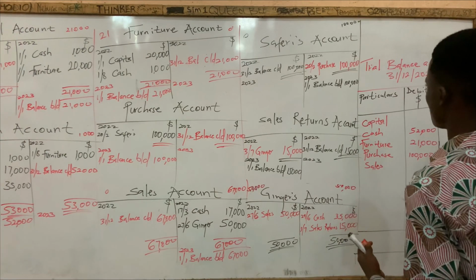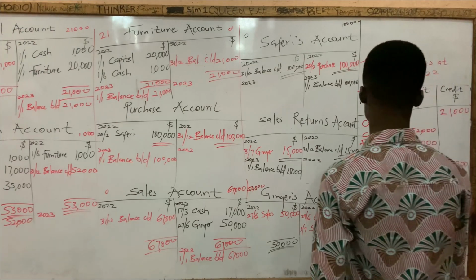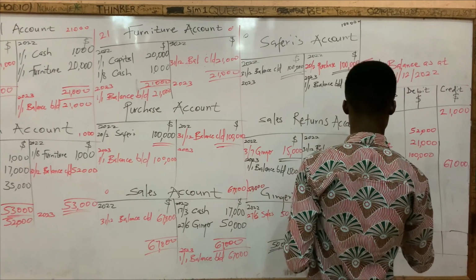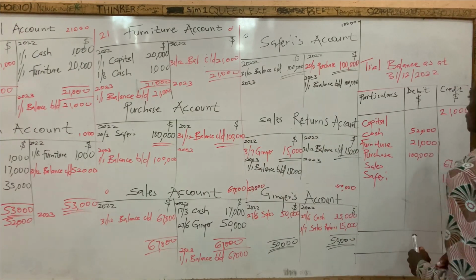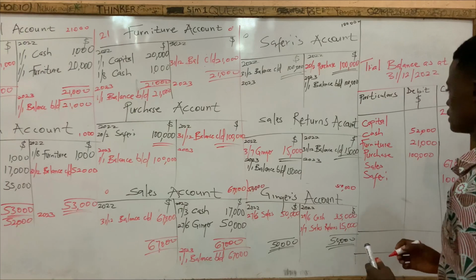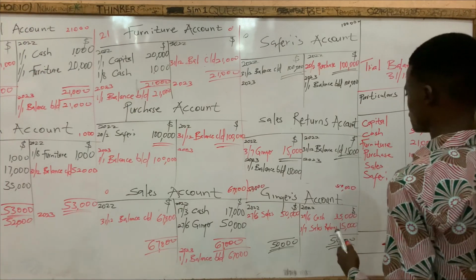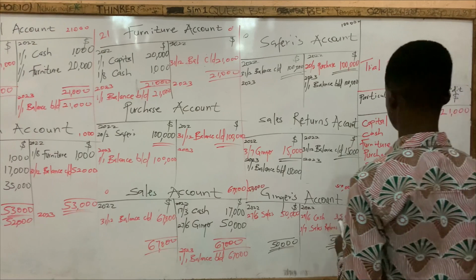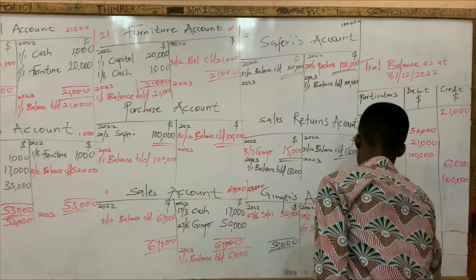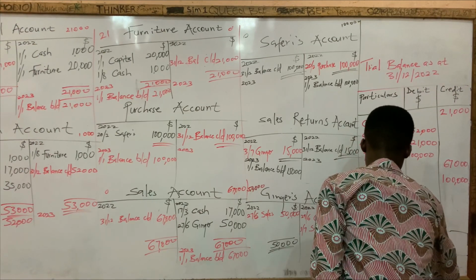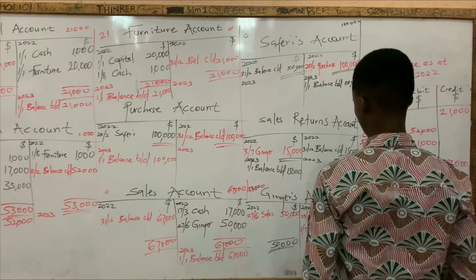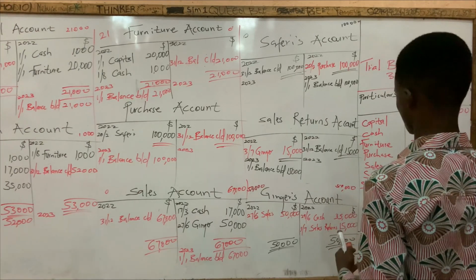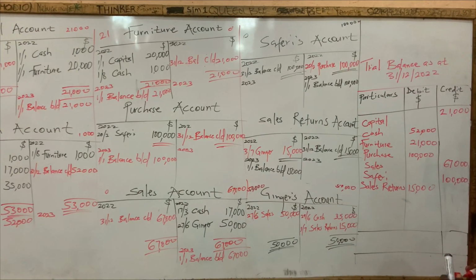Safari's account is also having a credit balance of $100,000. Safari, $100,000. And sales returns is having a balance of $15,000 on the debit side. So sales returns, $15,000 on the debit side. And finally, we have Ginger's account. But Ginger's account will not appear in the trial balance because it does not have a balance.